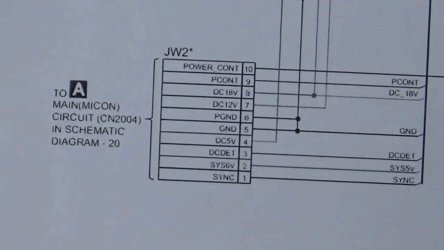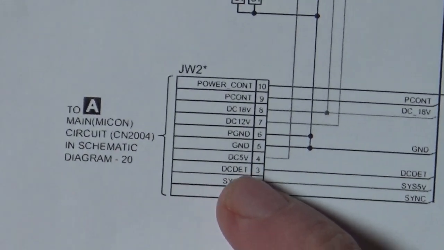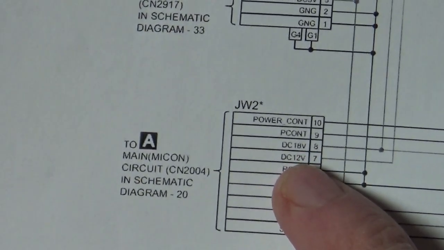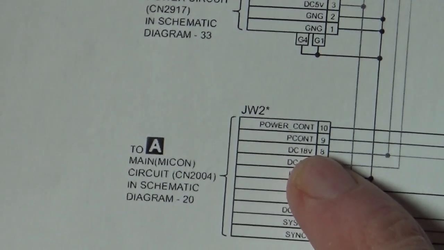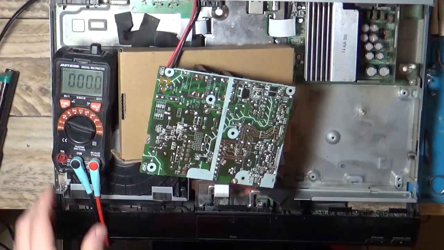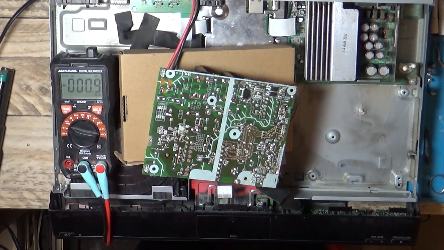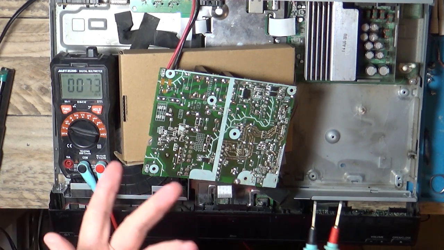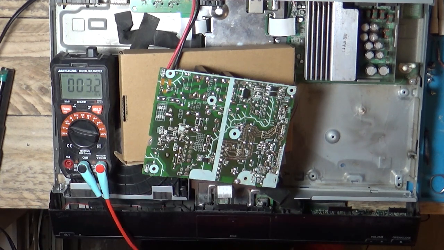So if we look on here, we can see what pin should have voltage. So 4 should be 5 volts, 7 is 12 volts, 8 is 18 volts. So the trouble now, though, is the unit isn't going to stay on. Let me turn it back on at the switch. Try and press a button, and then no, it's clicking on and off now.